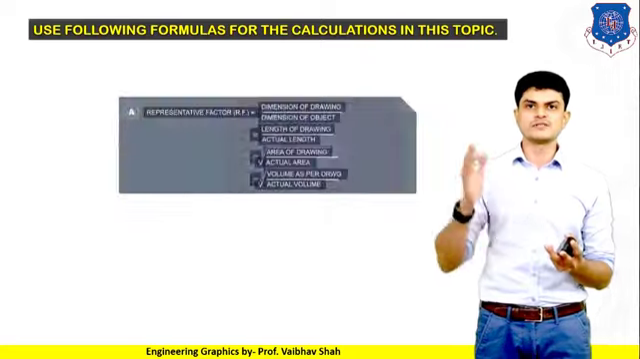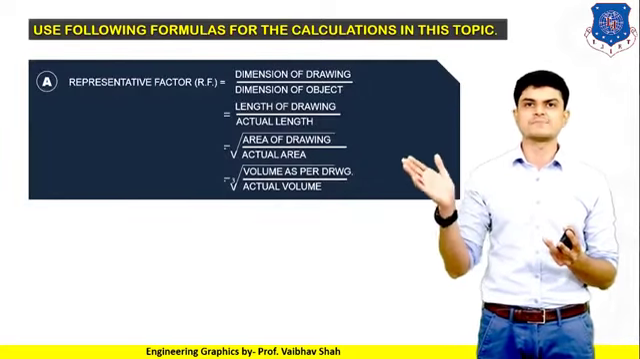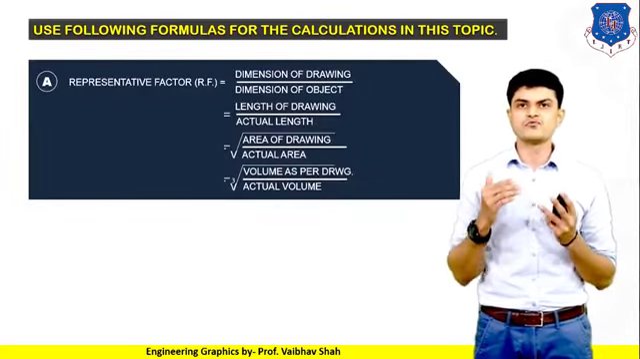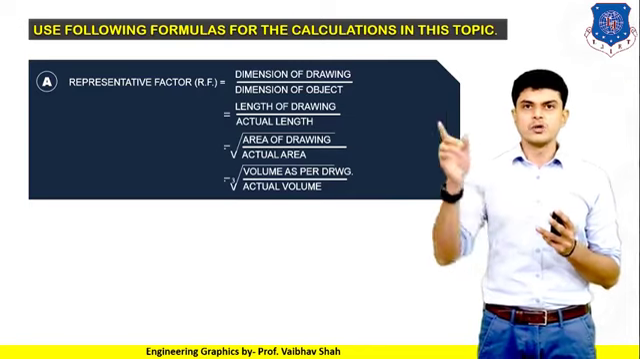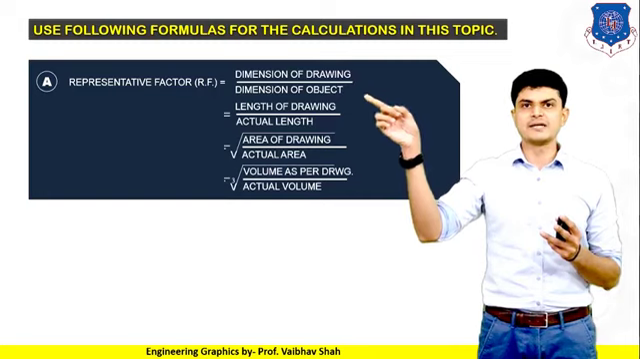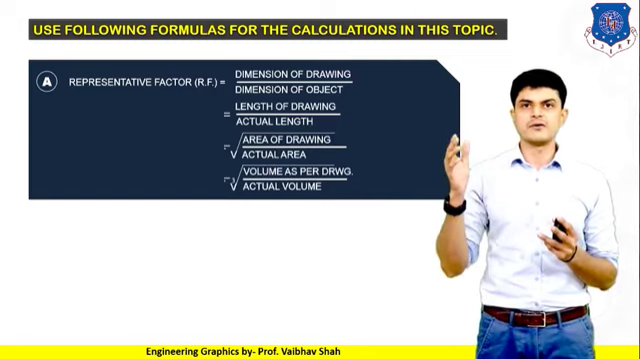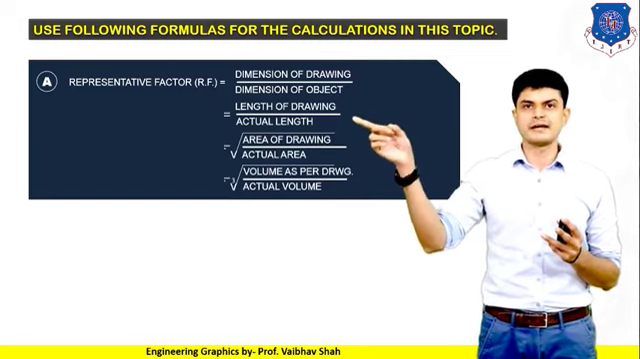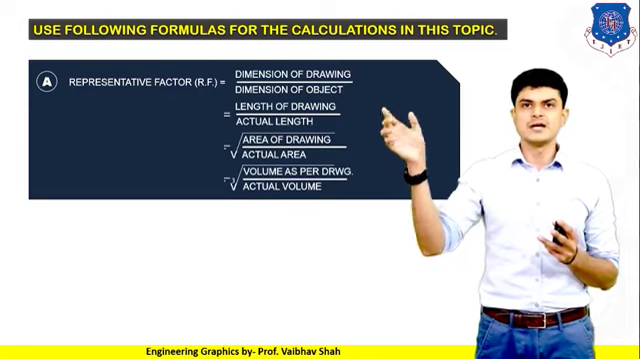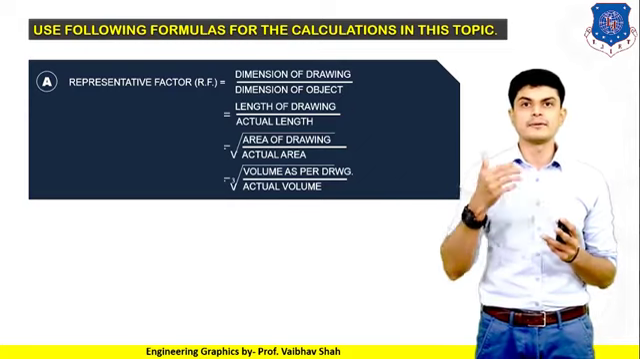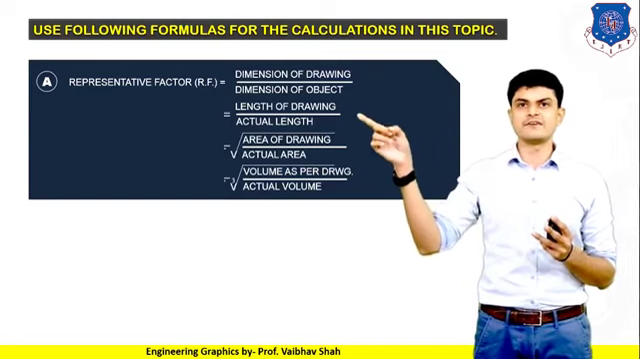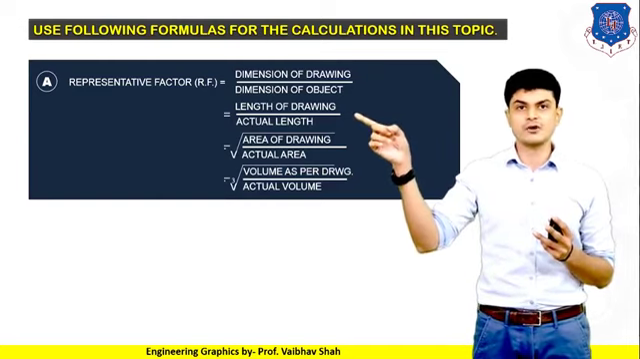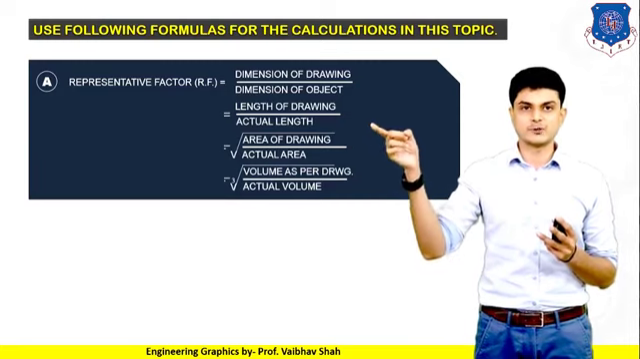So we will be using the following formulas for calculation. Let us begin with the first formula. As you can see, representative fraction or RF is the dimension of drawing upon the dimension of an object. Now whenever the dimension is in the form of length, then we can modify this equation like this: length of a drawing divided by actual length.